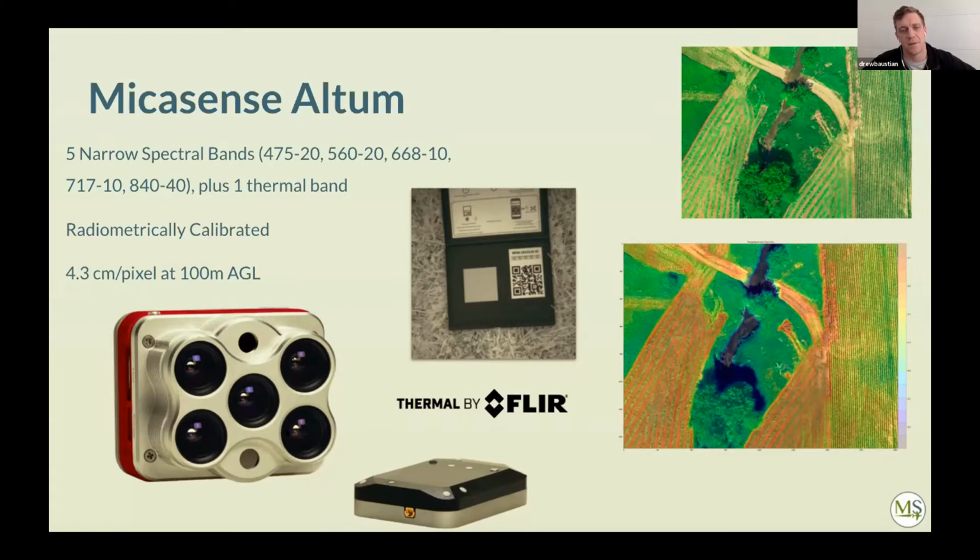Another thing that's unique about the Altum is that it's also capturing a thermal layer. We have a thermal imager in this camera from FLIR, and we're able to align the multispectral and the thermal data so that you can easily compare the visible, the near infrared, and then the thermal data on a particular area. I'll show you some examples of that in a little bit.